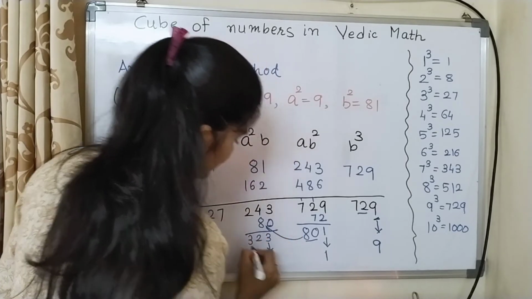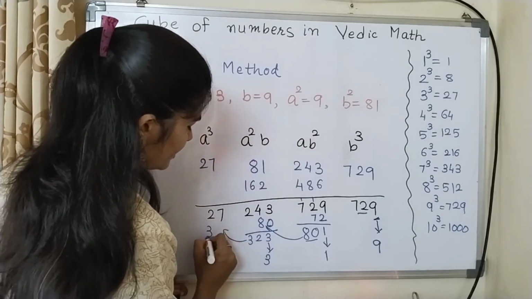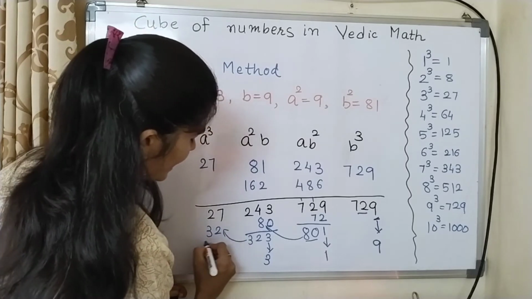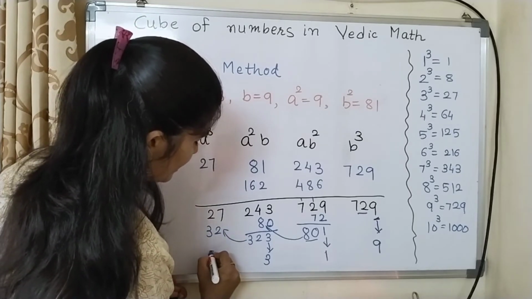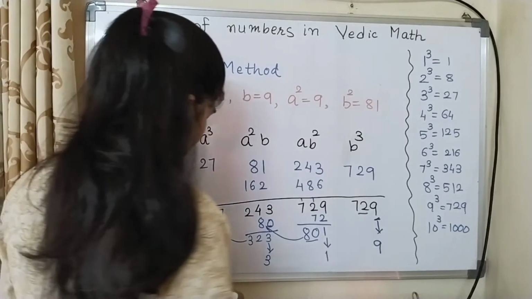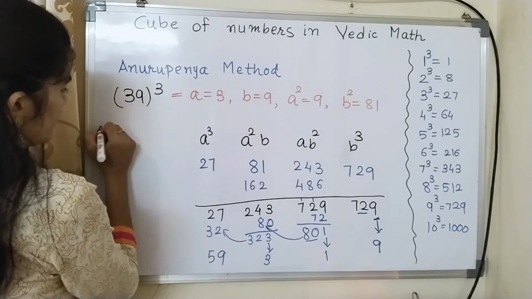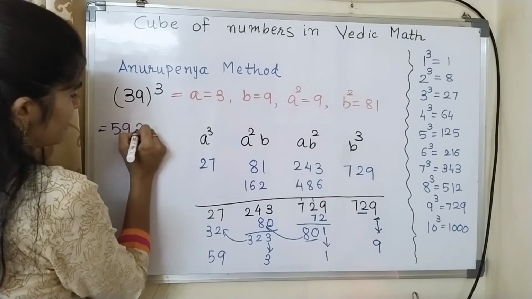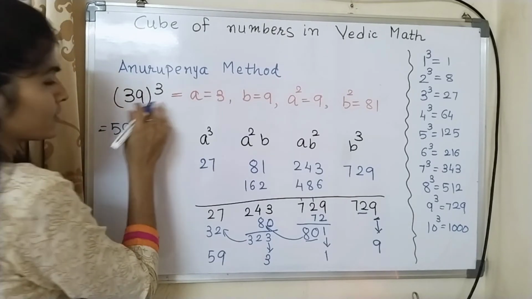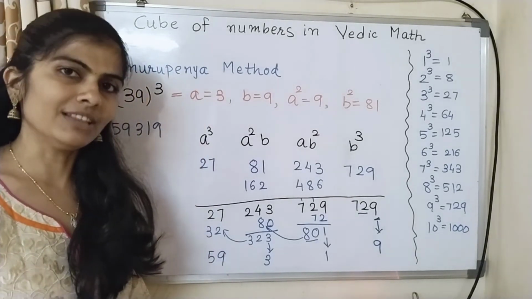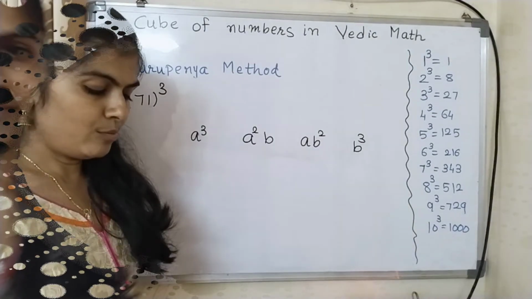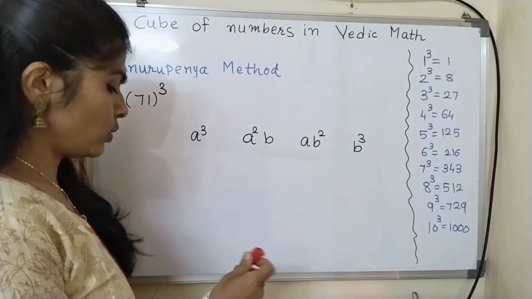So I can bring down this 3, but I need to add this 32 as carry, and my answer will be, this will become 5 and 9. So my final answer of this question is 59319. This is cube of 39. You can check it with calculator. Let's take one more example, which is 71 cube.